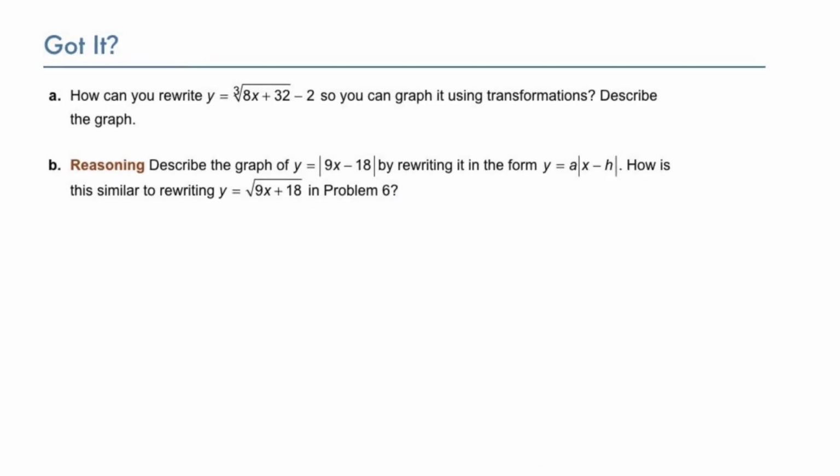Your turn, part A. How can you rewrite y equals the cube root of 8x plus 32 minus 2 so you can graph it using transformations? Describe the graph. And part B, a reasoning item. Describe the graph of y equals the absolute value of 9x minus 18 by rewriting it in the form y equals a times the absolute value of x minus h. How is this similar to rewriting y equals the square root of 9x plus 18 in problem 6?